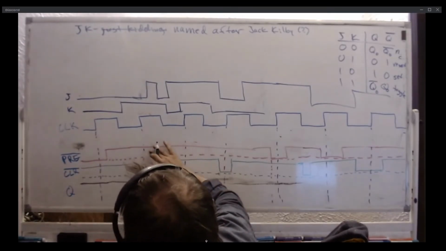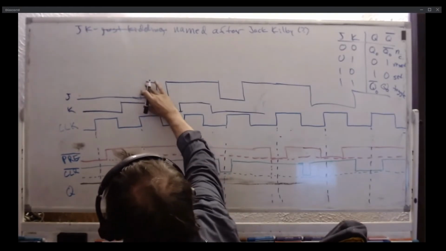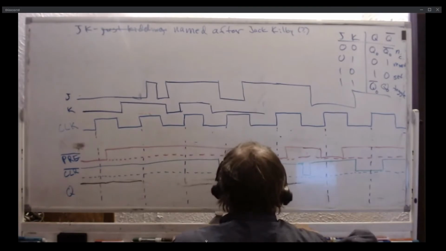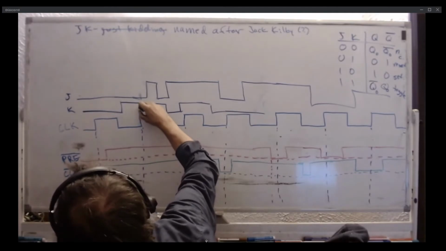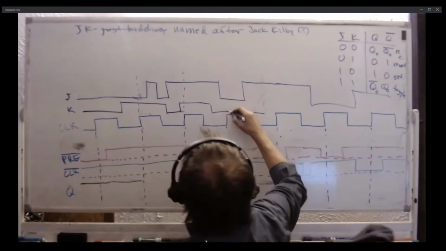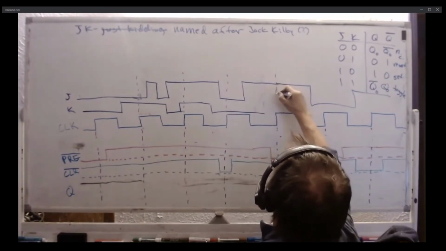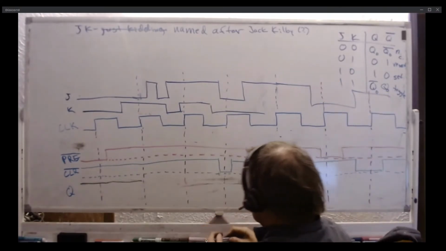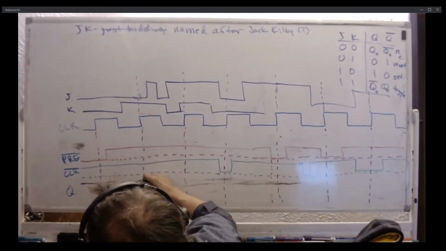Now they're both inactive, preset and clear. What are J and K? Up here, J is high, K is low, right? Which means it should be set, that is, Q stays high. Well, K is high, so shouldn't it be reset? My mistake, I was looking at J high, K low. Do you guys see that? So Q is going to go reset.